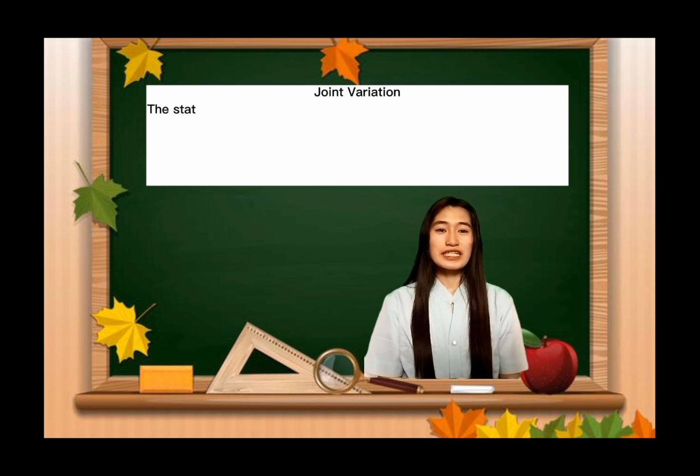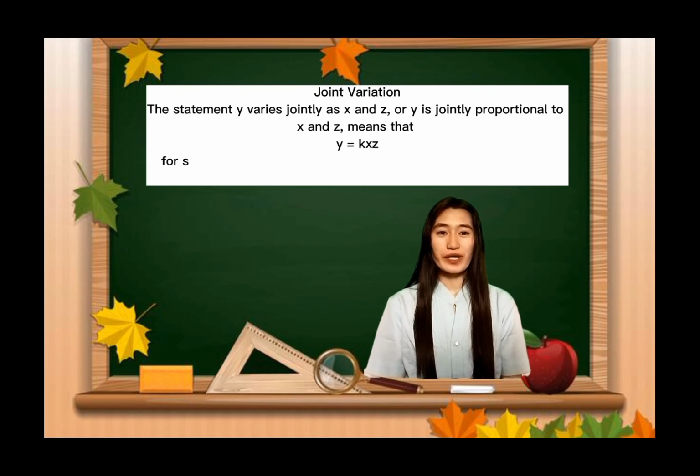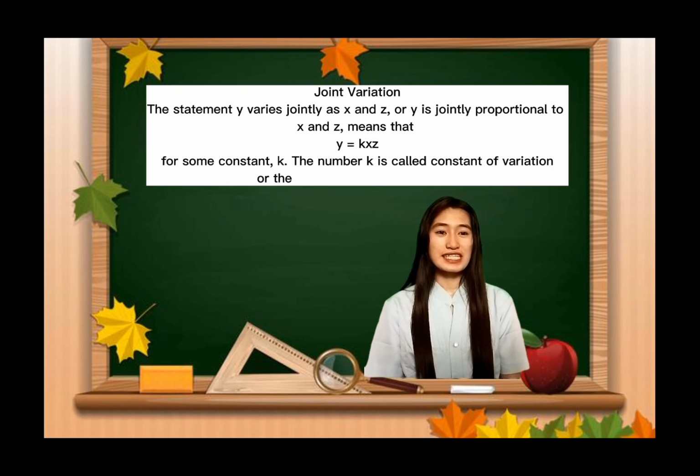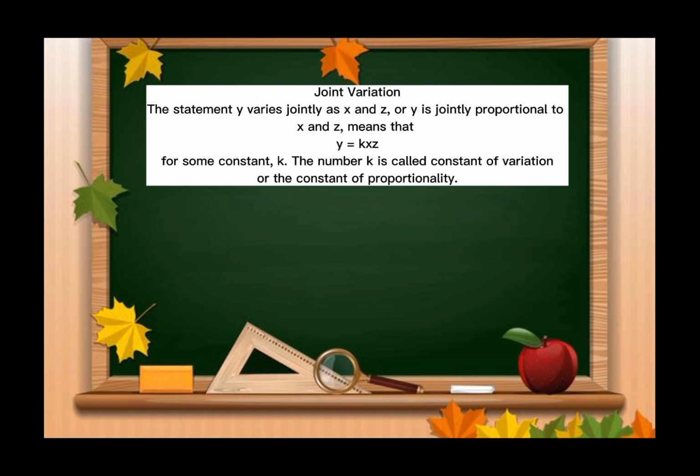Joint variation. The statement y varies jointly as x and z, or y is jointly proportional to x and z, means that y equals kxz for some constant k. The k is called the constant of variation or the constant of proportionality. I have here some examples.